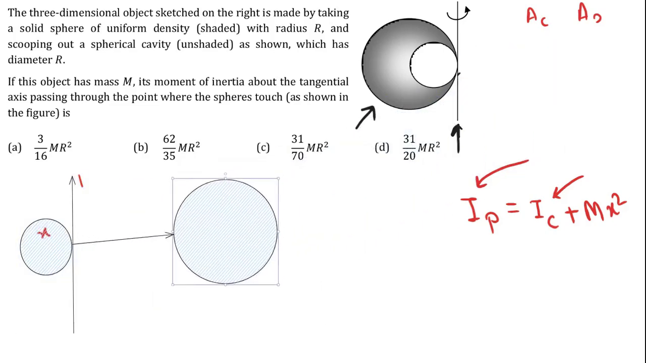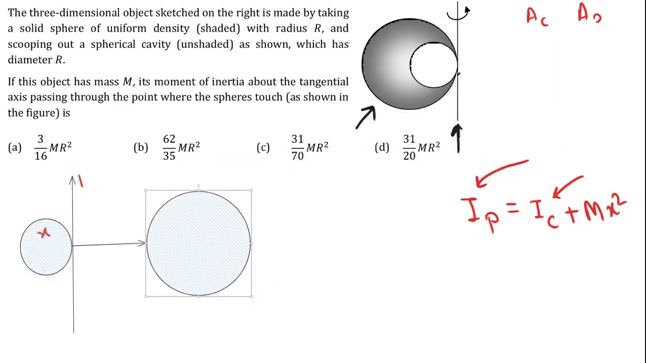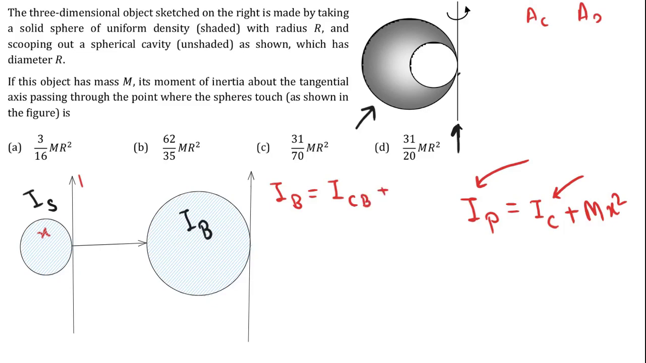We take this outer sphere, and this has its own axis of rotation. If the moment of inertia of the bigger sphere is IB about the axis and the smaller one is IS, IB equals moment of inertia of a sphere about the center of axis. Let me write it as ICB plus mass of the bigger sphere times x squared.